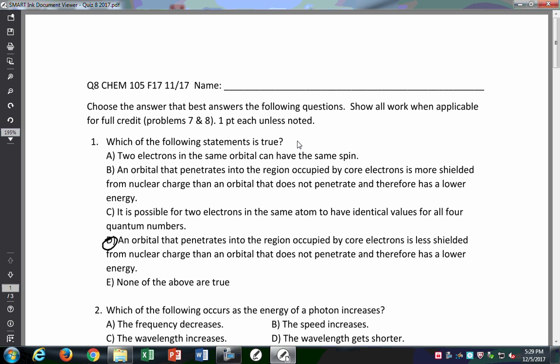Now let's look at B and D, because it sounds very similar. An orbital that penetrates into a region occupied by core electrons is more shielded from the nuclear charge than an orbital that does not penetrate and therefore has a lower energy. Versus an orbital that penetrates into a region occupied by core electrons is less shielded from the nuclear charge than an orbital that does not penetrate and therefore has lower energy. D is correct. The core electrons are negative, and they block the nuclear energy.